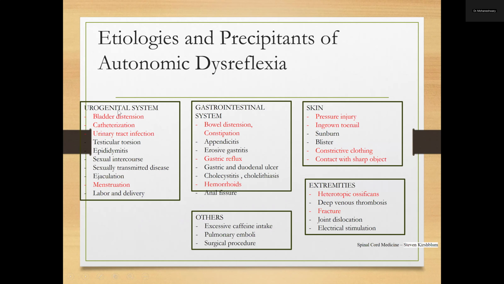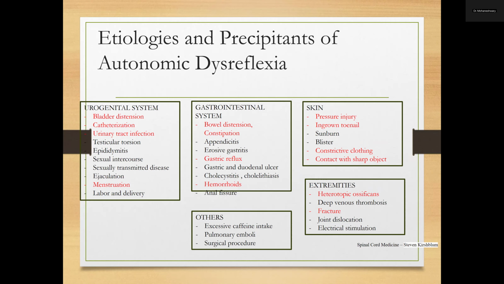So urogenital, as they all have neurogenic bowel and bladder. Many of them might come in with bladder distension, or due to blockage of the catheterization. Another common thing is urinary tract infection. And least common, but we do see these cases quite commonly nowadays, menstruation in female spinal cord injured survivors.